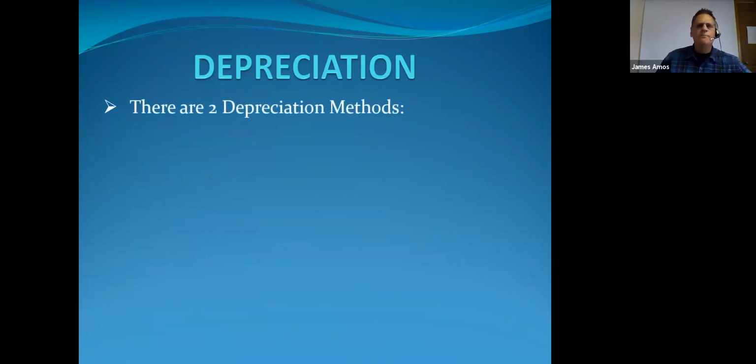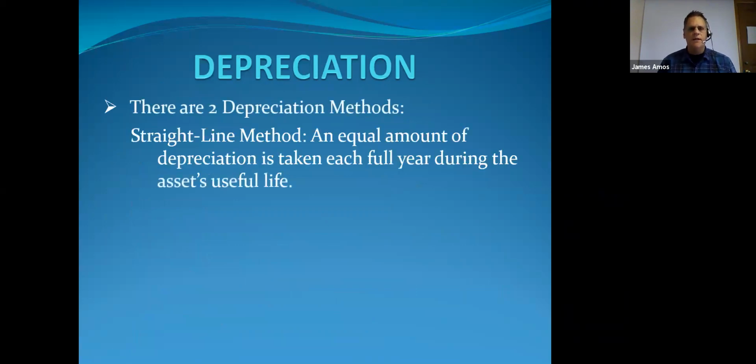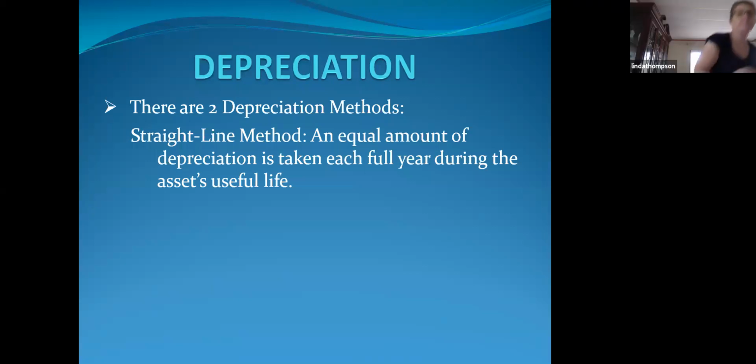So let's talk about depreciation methods. There's two kinds of depreciation methods. There's a straight line method and then something called MACRS. So the straight line method just means you're taking an equal amount of depreciation each year during the asset's useful life. So let's say you have 5-year property, okay? And that means you're going to take an equal amount each year so that at the end of 5 years, you've used up all 100% of the value of that asset.